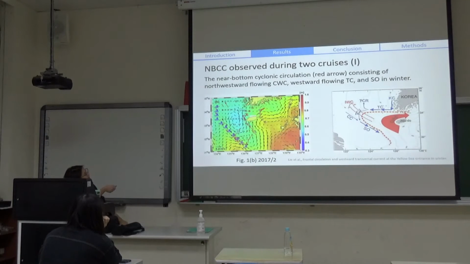The black arrows are the surface geostrophic current, and the red arrows are the in situ data observed in February 2017. As you can see, there is a cyclonic circulation in the lower layer here and here. In the winter, as well as February, the circulation consists of the TC, the westward transversal currents, and the SOs, the southeastward outflow.